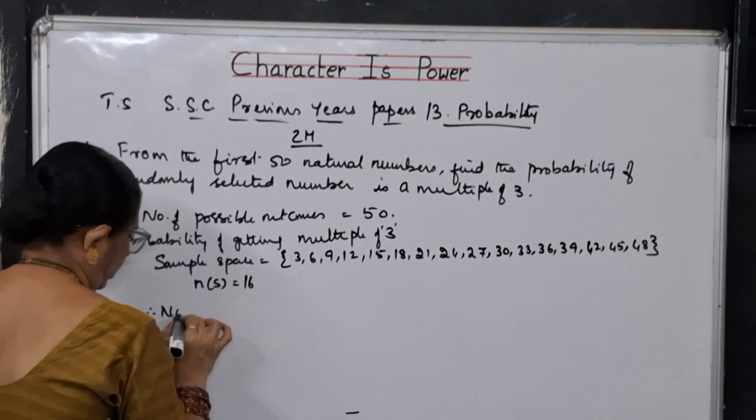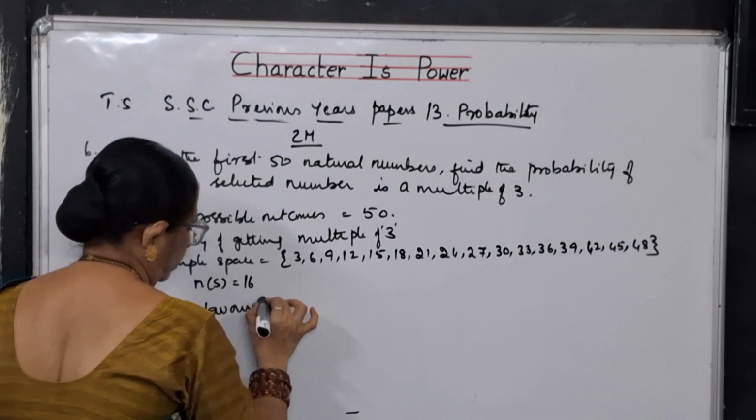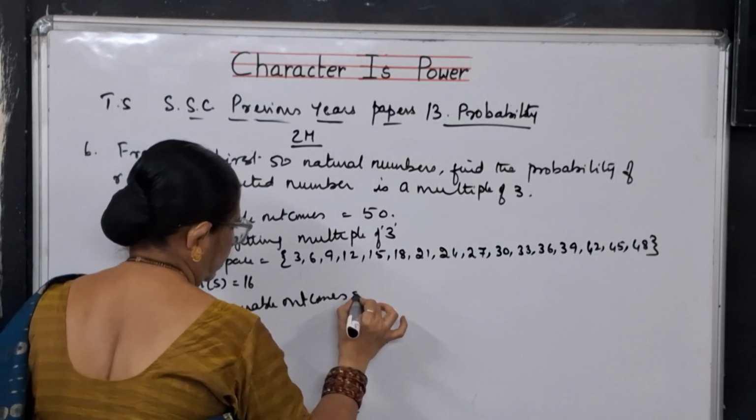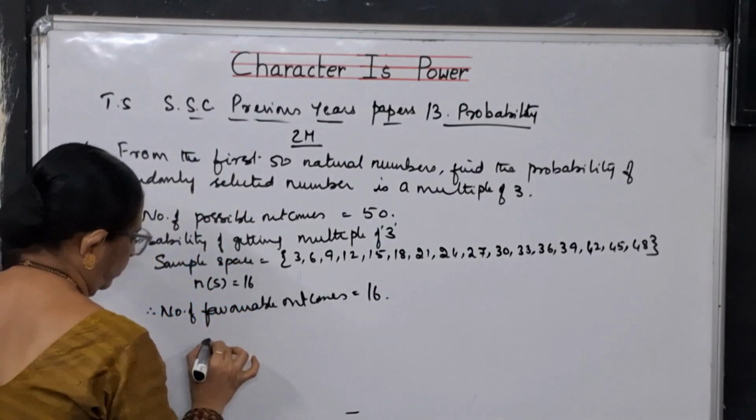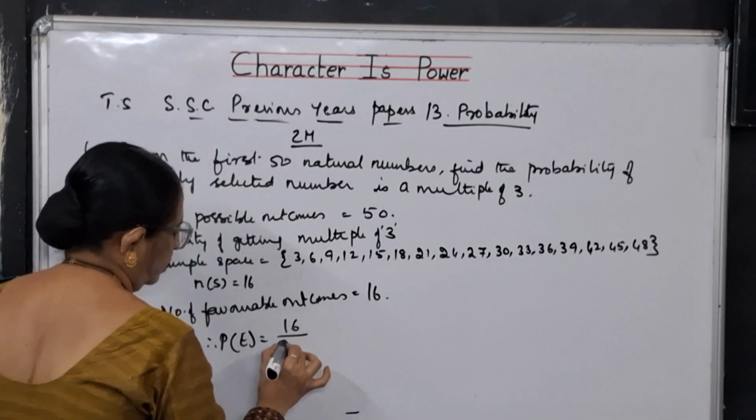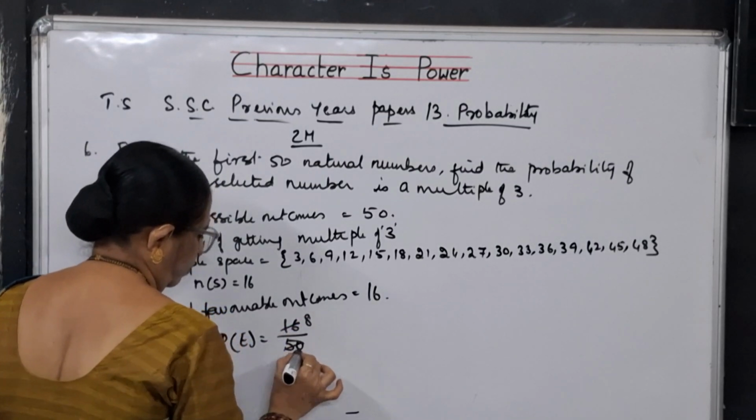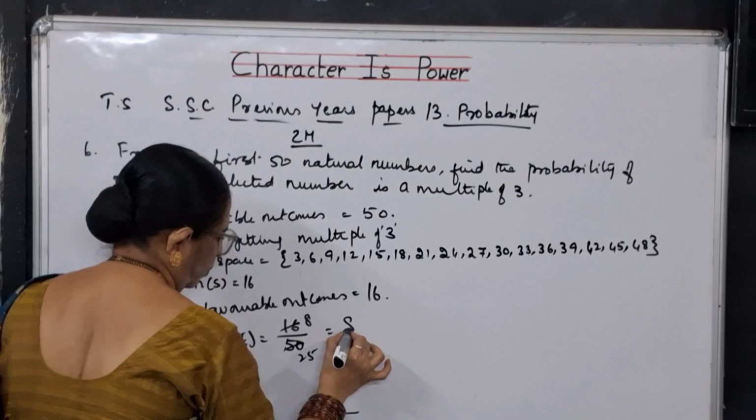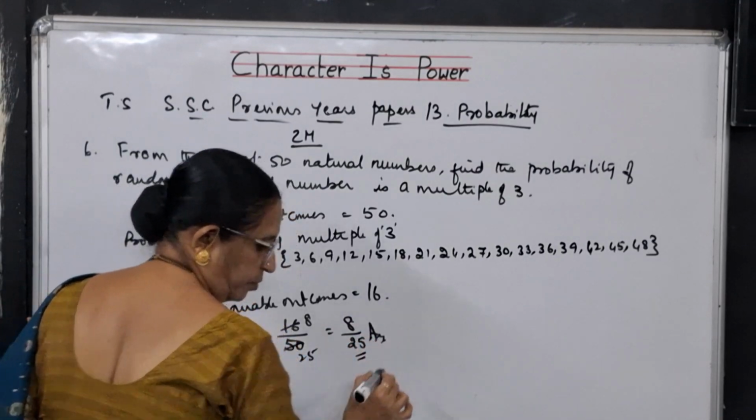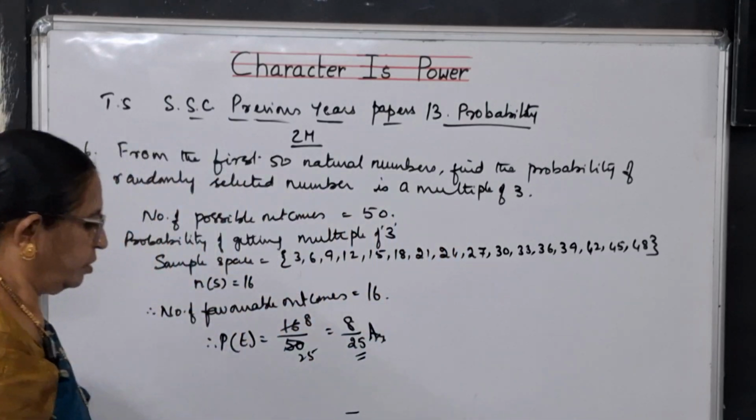Therefore, number of favorable outcomes is equal to 16. Therefore, probability of event is nothing but 16 by 50. So 2 8s are 16, 2 25s are 50. So 8 by 25 is the answer for this problem. Please copy it.